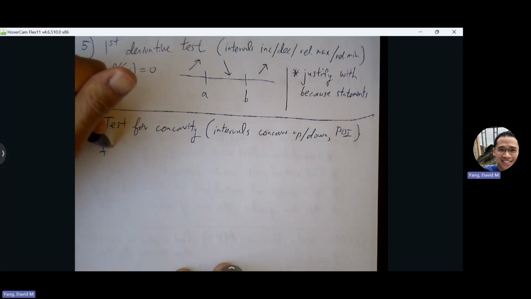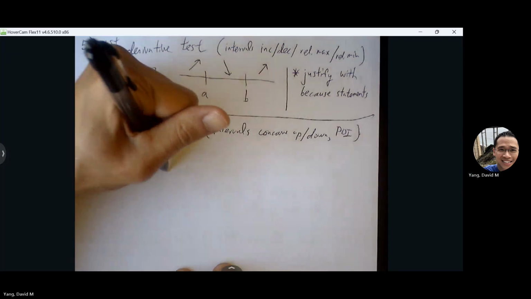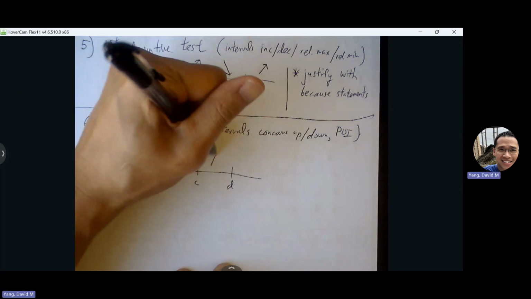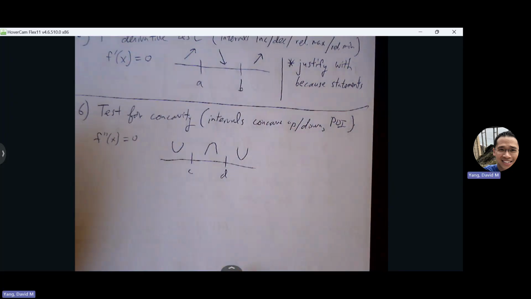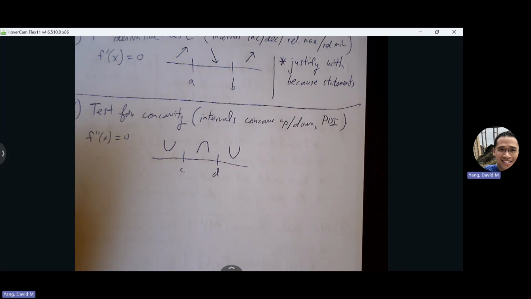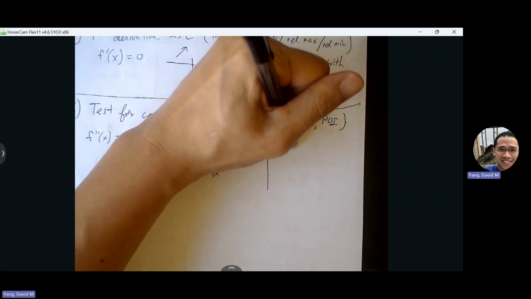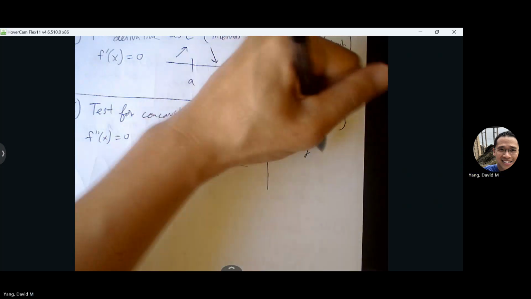So you're going to set f double prime equal to 0, find your critical points, and then test your intervals and see if there's any change in signs and your intervals of concave up and concave down. Again, same thing. You're going to justify with because statements.